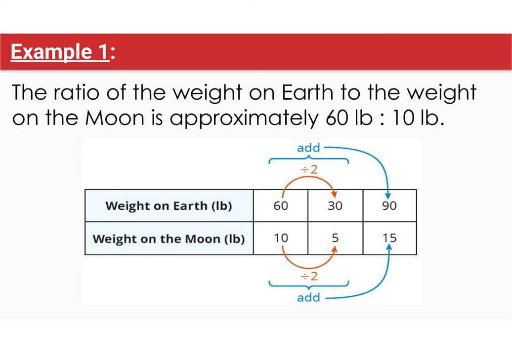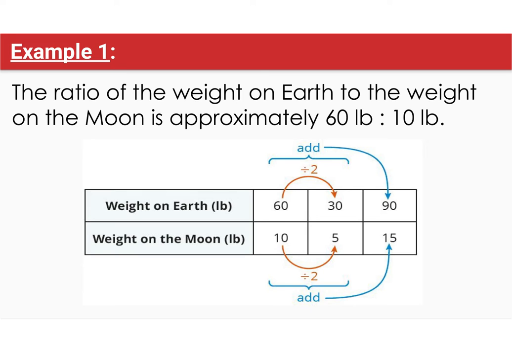The ratio of weight on Earth to weight on the moon is approximately 60 pounds to 10 pounds. So I'm going to label my table, weight on Earth and then weight on the moon, and then I put the numbers where they belong. So 60 pounds on Earth, 10 pounds on the moon. And then I can expand my table.